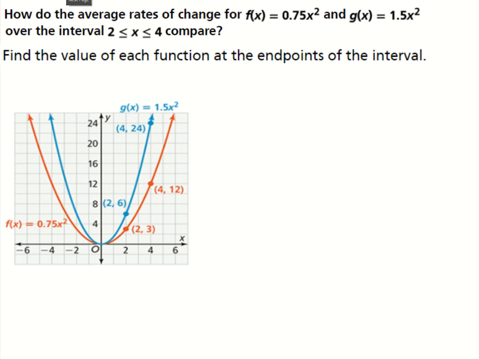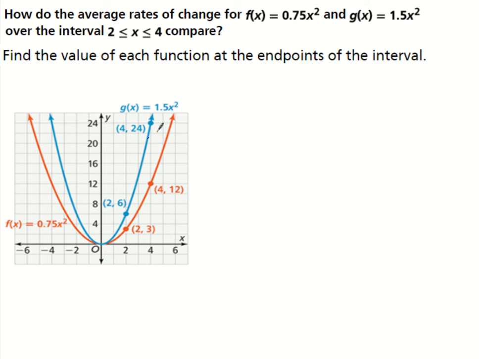Sometimes you might have to compare average rates of change over a given interval. If I'm looking at the interval between 2 and 4, between two different functions, we're going to have to compare the rates of change and figure out what's going on with these rates of change in these two different functions. I already graphed it for you because I'm just a really, really nice guy. If I look at this function, g of x equals 1.5 times x squared, here are my points at 2 and 4.